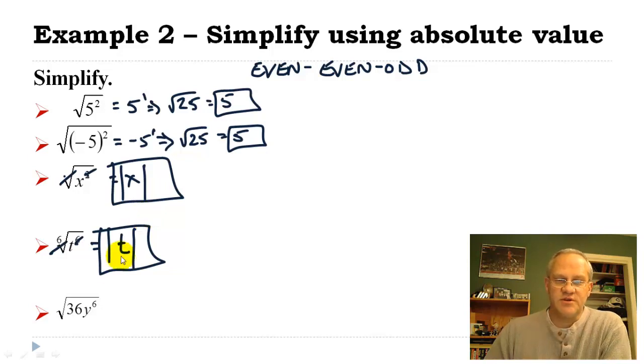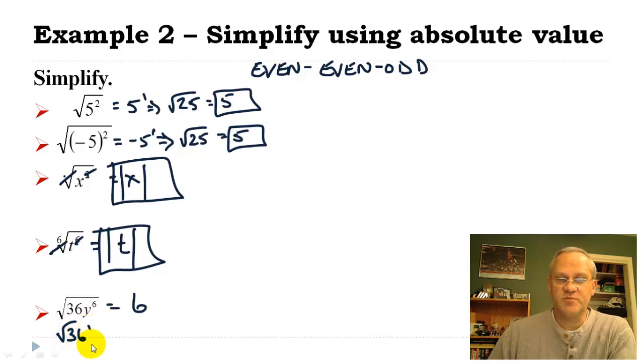Now, the last one here, square root of 36, we don't have to worry about that. Square root of 36 is just 6. We know that. And by the way, if you look at that closely, when we break down the square root of 36, what is that really? It's square root of 36 to the 1st power, right? So it's even, odd, and then odd. So that's why it didn't matter there, because it wasn't the even, even, odd pattern.